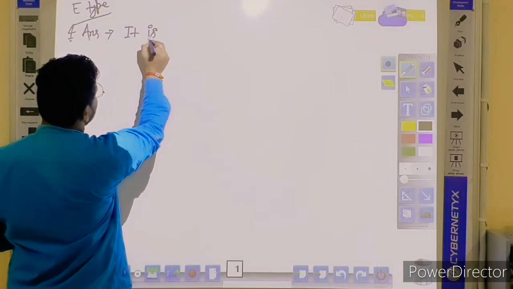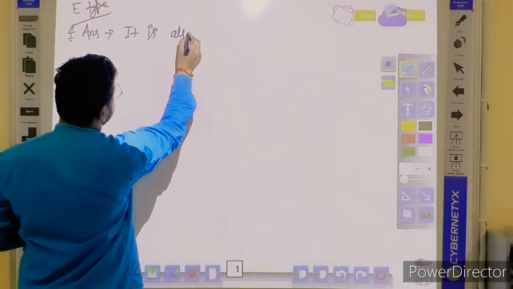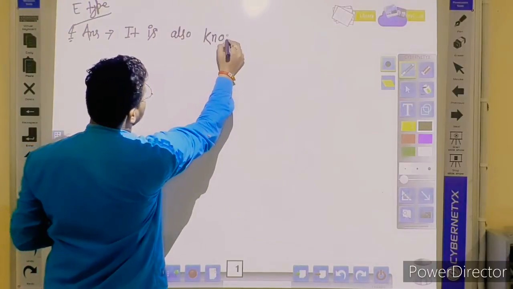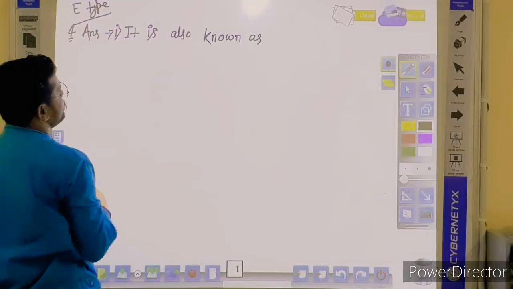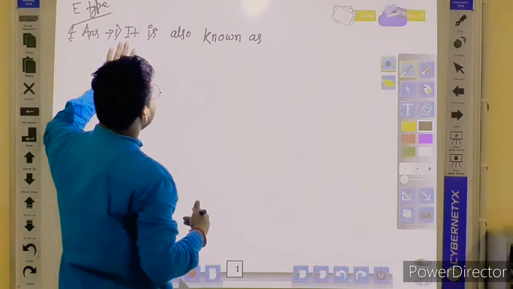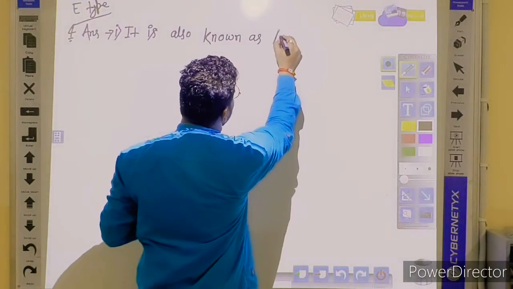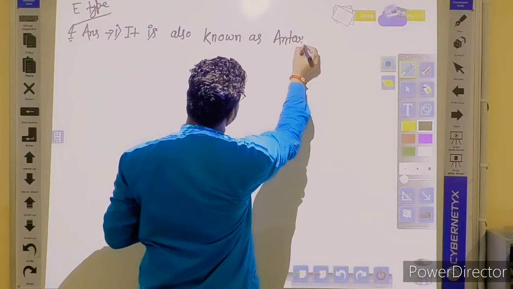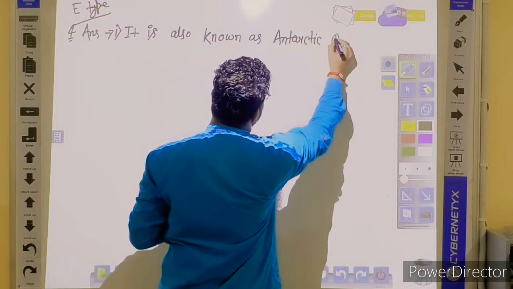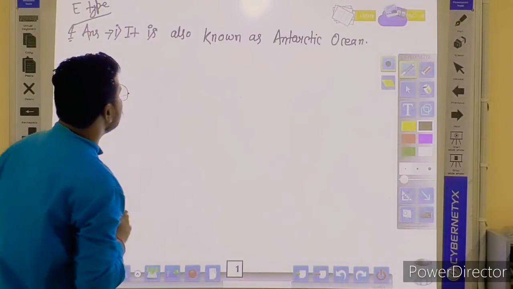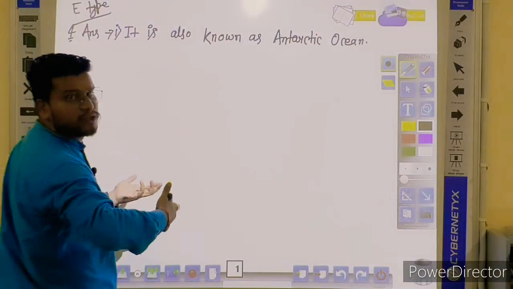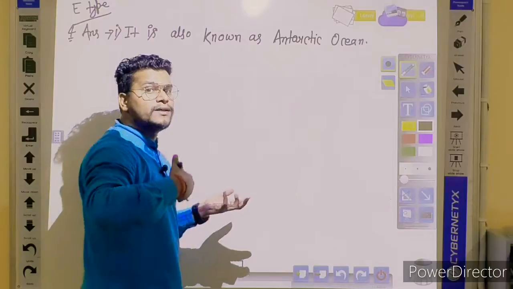First of all write: it is also known as Antarctic Ocean. Is it clear? It is the first point about Southern Ocean, because Southern Ocean is also known as Antarctic Ocean.